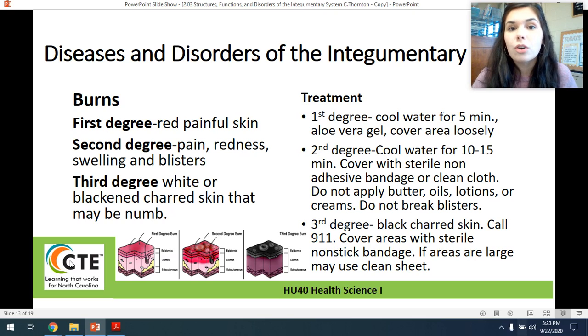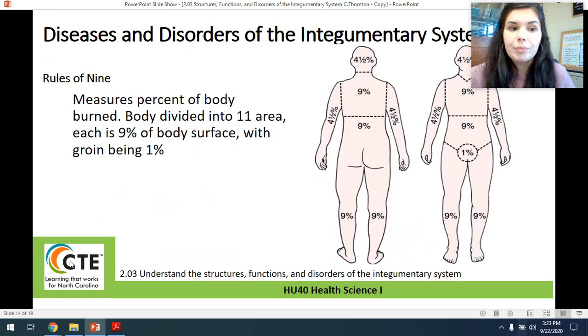Cover the area with a sterile non-stick bandage. You don't want anything that's going to stick to it or rip the skin off even further. And if the area is really large, you may have to use a clean sheet. And depending on the severity of the third-degree burns, there are some cases where they even have to do skin grafts to try to repair that area.